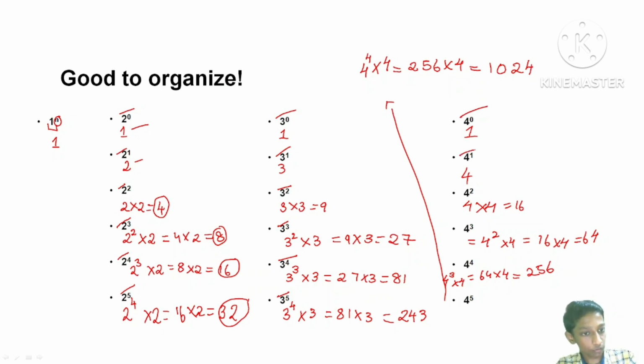4 raised to the power of 0 is 1. 4 raised to the power of 1 is 4 itself. 4 raised to the power of 2 is 16. 4 raised to the power of 3 is 64. 4 raised to the power of 4 is 256. 4 raised to the power of 5 is 1024. Let's move on.